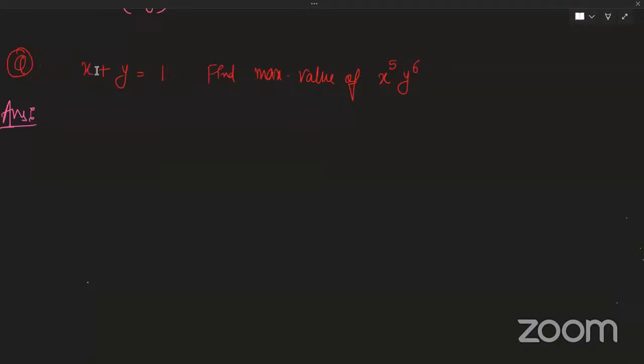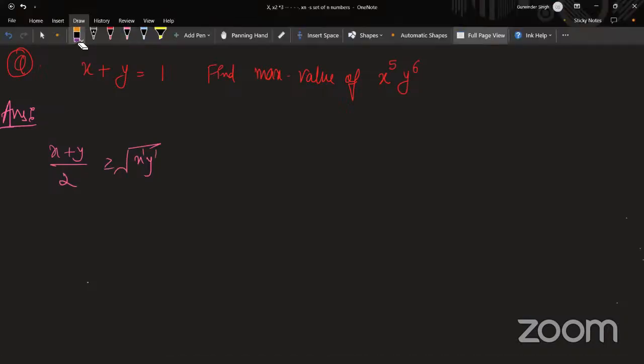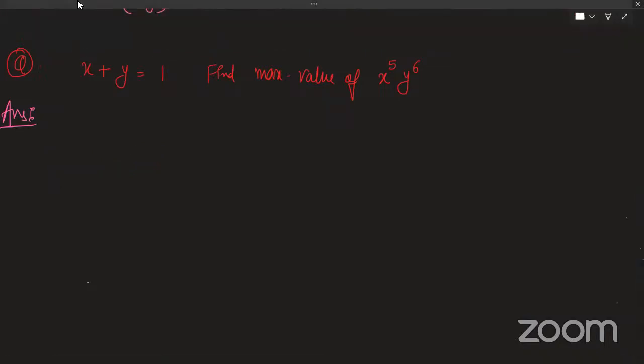Because if I treat x and y as single entities, on the right hand side, when I take GM, I will just get x raised to 1 and y raised to 1. And I want 5 powers of x on the right side and 6 powers of y. How can I do it? Can anyone think? What can I do so that I get 5 powers of x and 6 powers of y?